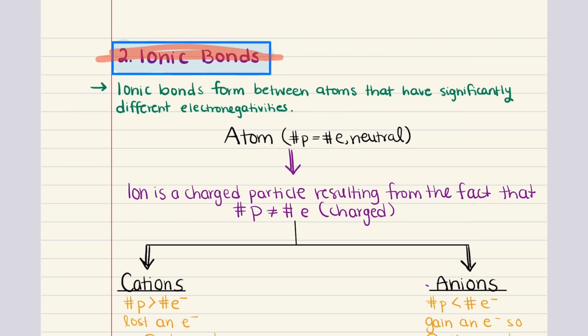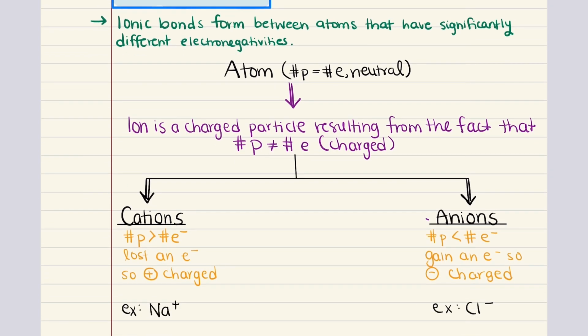Like we mentioned earlier, ionic bonds form between atoms that have significantly different electronegativities. The atom that loses the electron becomes a cation, and the atom that gains electrons becomes an anion. So as a friendly reminder, cations are going to have more protons than electrons. They've lost an electron and they become positively charged. On the other hand, anions have more electrons than protons. They've gained an electron to become negatively charged.